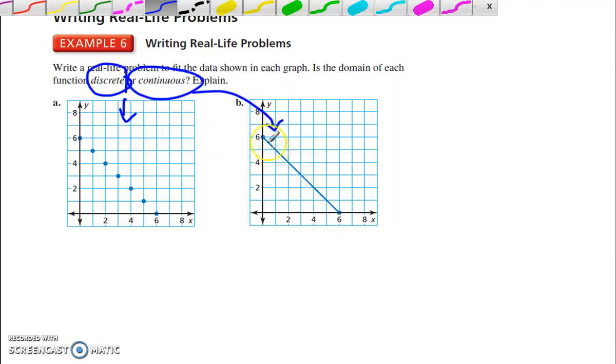Whereas here, we would measure something that we can give away a half, or a fourth, or an eighth. So for example, there's 6 gallons in a tank, and we empty it over 6 seconds. And this is how much is left in it. So, there you go.